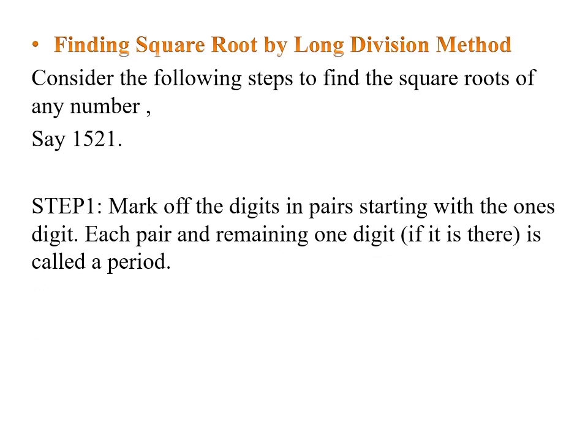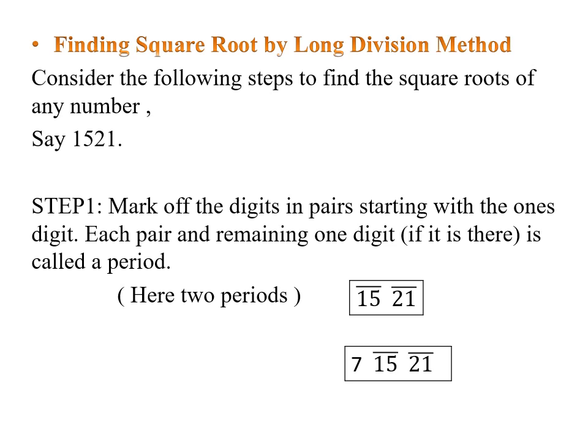Step 1: mark off the digits in pairs starting with the ones digit. Each pair and the remaining one digit, if there is one, is called a period. So here is an example. Here a 4-digit number is there, so we can make pairs of 2. That means here 2 periods are there. But if the number is a 5-digit number, then we have to start making the pairs with the ones place digit. So here 7 is left, but still the periods are 3.